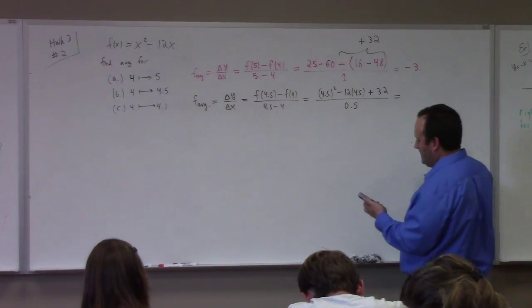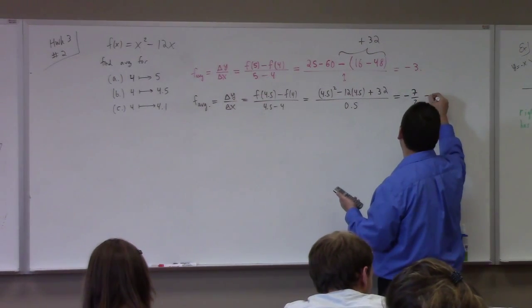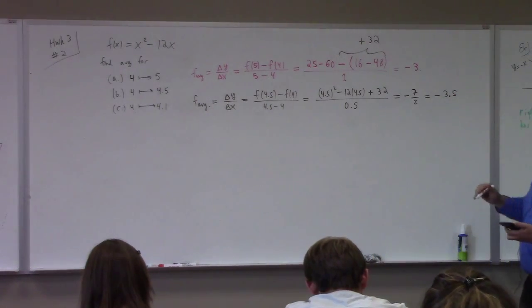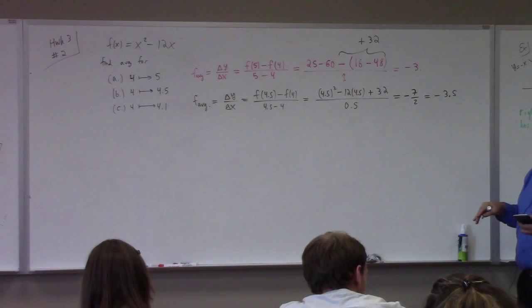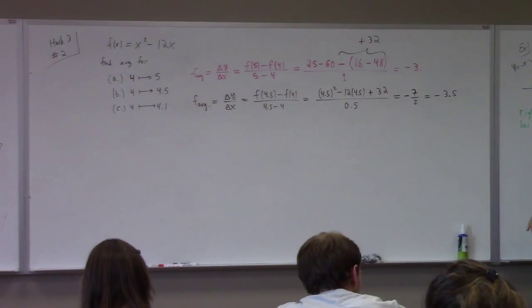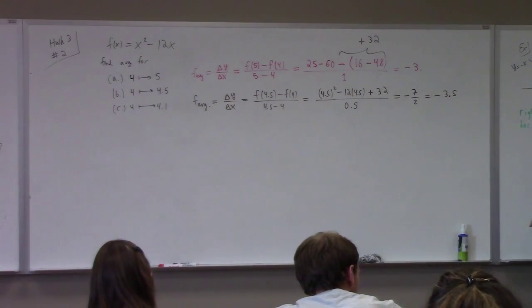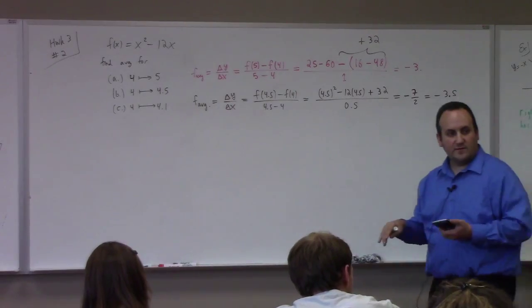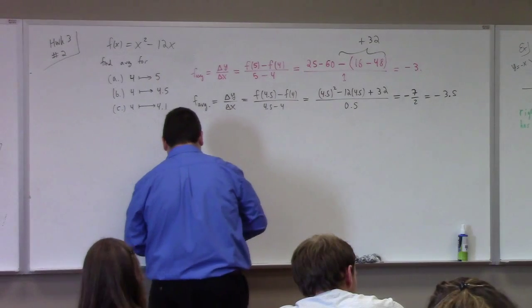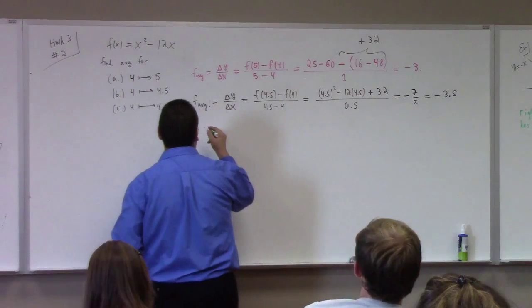Let's see here. I get minus 7 halves, AKA minus 3.5. What's up? Well, 16 minus 48 is minus 32, but then minus a minus 32 is plus 32. Yeah, because it's still subtracting f of 4. So subtracting f of 4 is just adding 32. So why not just do it again? Just being lazy.